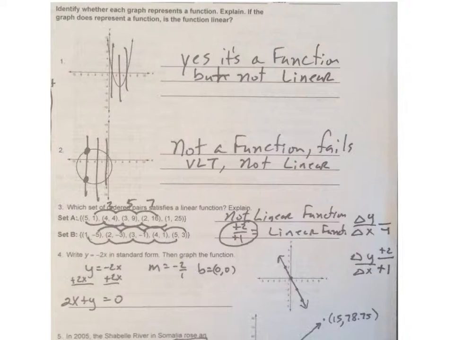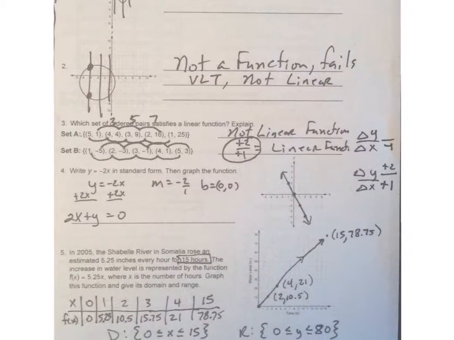On this section, you just had to determine whether or not it was a function. Number 1, yes, it is a function, but it's not linear. Number 2, it's not a function, and it fails the vertical line test. Number 3, basically I gave you coordinate pairs. It's not a linear function because of the ratio of change in y over change in x. So this would be 3 over 1, this would be 5 over 1, and this is 7 over 1. All of those do not equal each other; they don't have the same ratio.